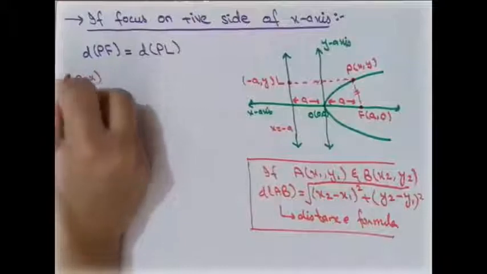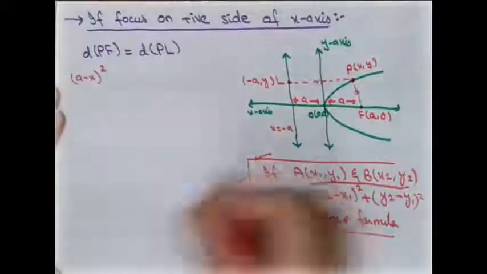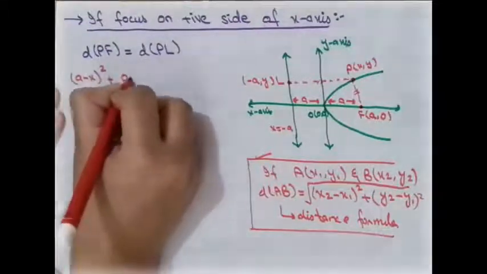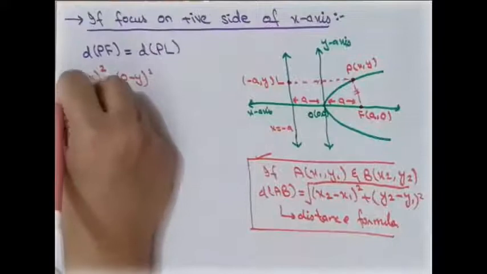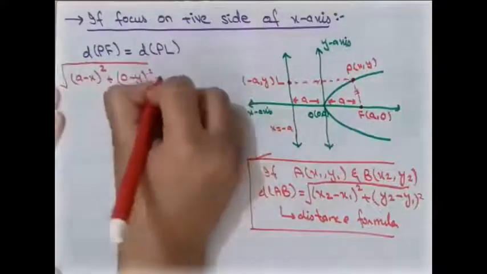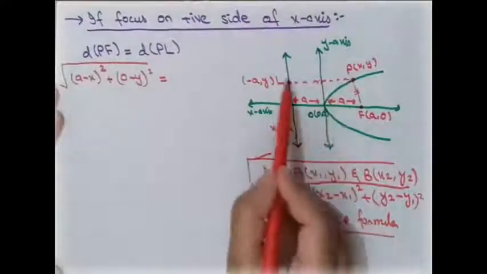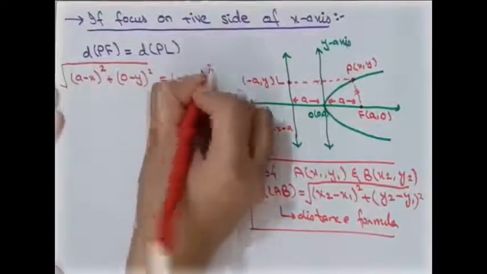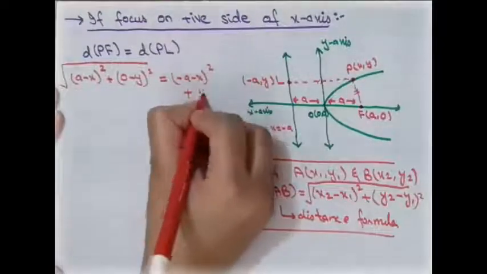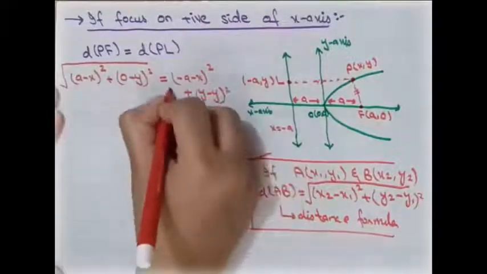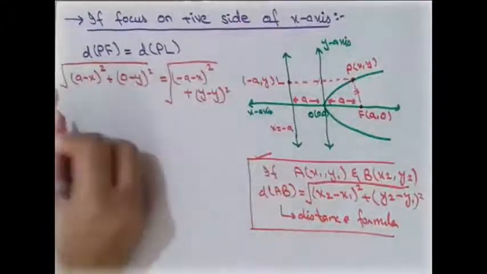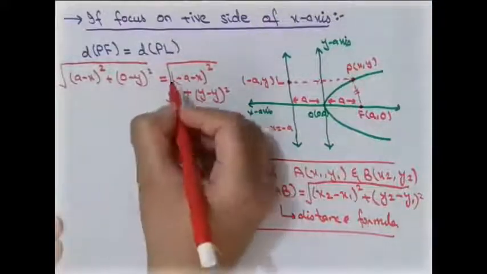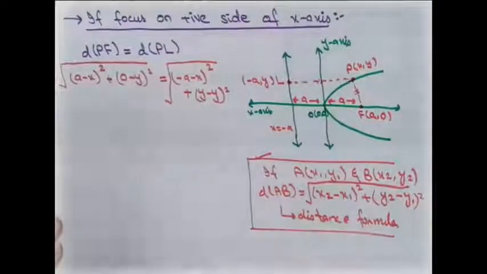If we apply this formula over here, it is the square root of (A minus x) squared plus (0 minus y) squared, which is equal to, now to find the distance between these two points, the square root of (minus A minus x) squared plus (y minus y) squared, and the whole term is under the root. In the next step, the distance is always positive, but I just write the steps for no confusion, just to follow these steps.